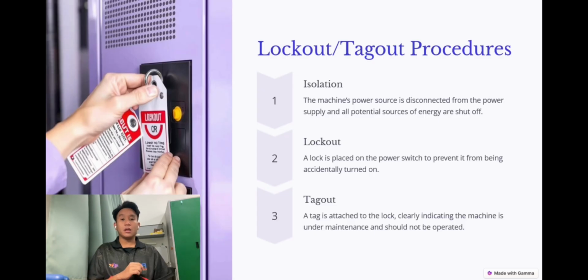Lockout or tagout procedure. Number one is isolation. The machine's power source is disconnected from the power supply and all potential sources of energy are shut off. Number two is lockout. A lock is placed on the power switch to prevent it from being accidentally turned on. Number three is tagout. A tag is attached to the lock, clearly indicating the machine is under maintenance and should not be operated.